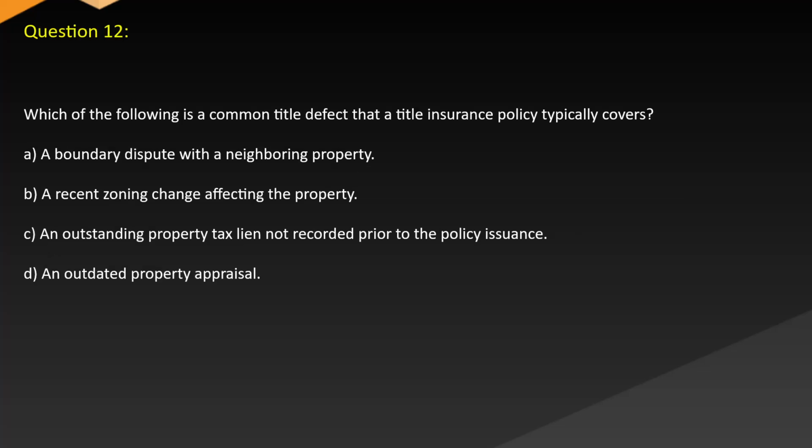Question 12. Which of the following is a common title defect that a title insurance policy typically covers? A. A boundary dispute with a neighboring property. B. A recent zoning change affecting the property. C. An outstanding property tax lien not recorded prior to the policy issuance. D. An outdated property appraisal.